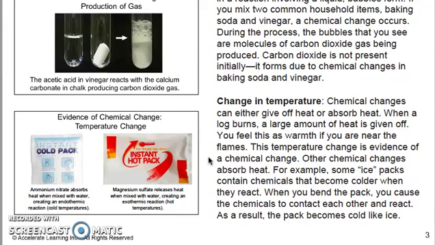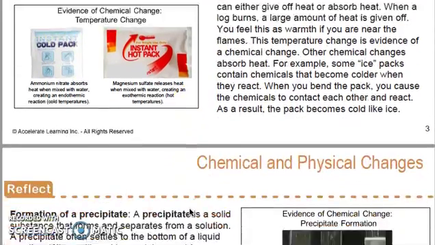Other chemical changes absorb heat. For example, some ice packs contain chemicals that become colder when they react. When you bend the pack, you cause the chemicals to contact each other and react. As a result, the pack becomes cold like ice. These right here are things you can buy at Walmart, and they are instant hot or cold packs.